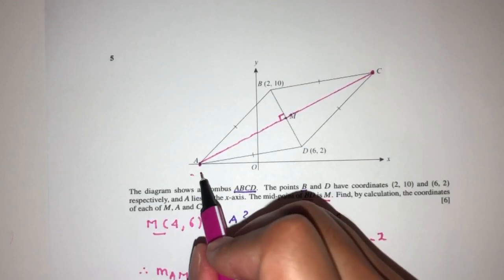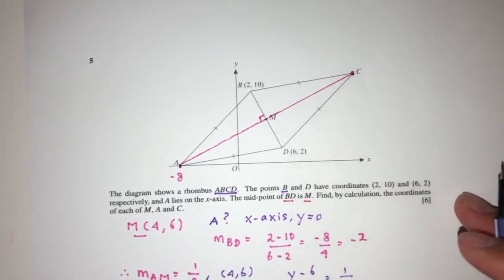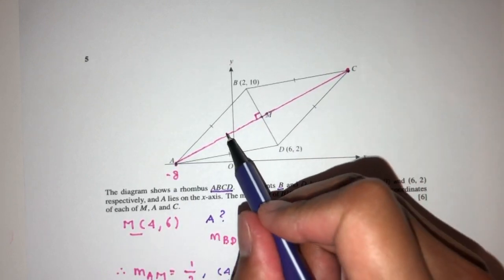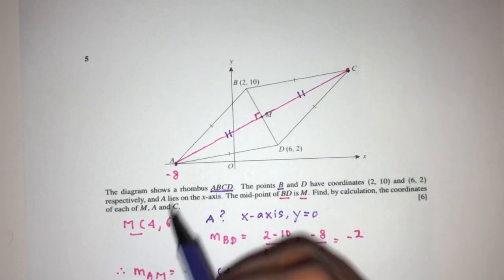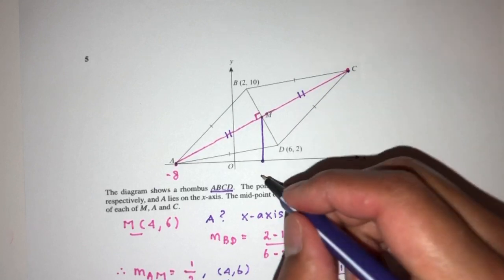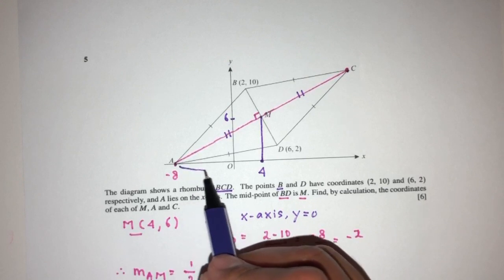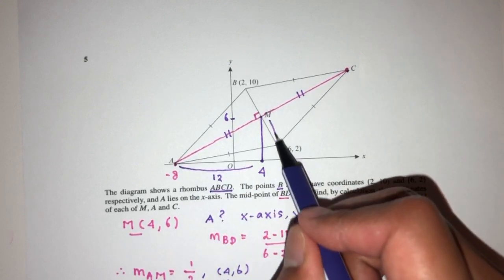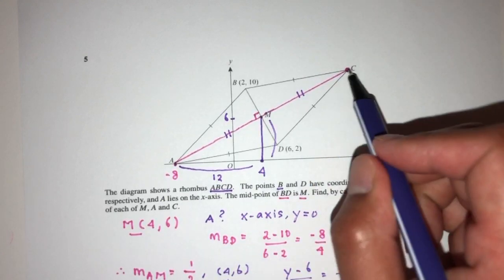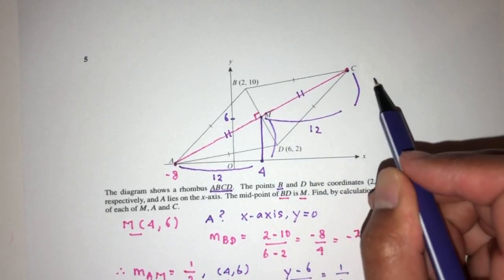This is minus 8. Now to find the point C is pretty easy as well. We just have to use vector displacement. For example, from the point A to go to M, we understand that AM is the same length as MC. So going to M, the value is 4 here, and the height is 6. So we have to move 12 and 6. So A to go to M, move 12 and 6. Same thing, M to go to C, we have to move 12 and 6. So by vector displacement, 12 and 6.